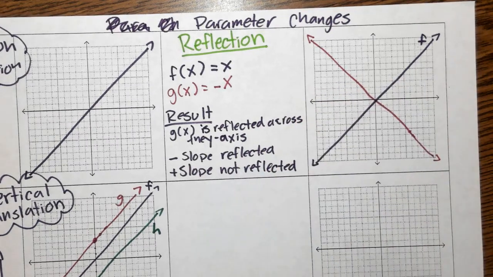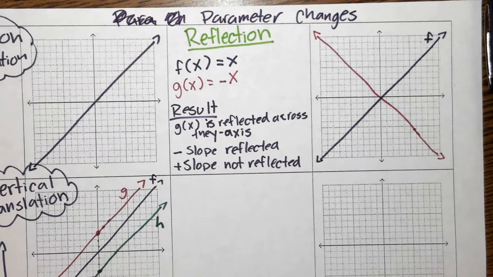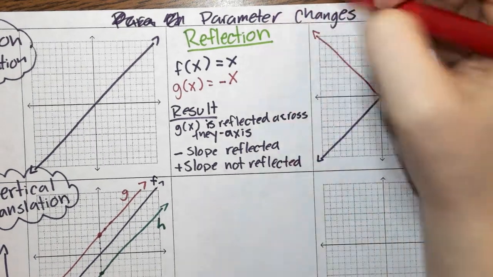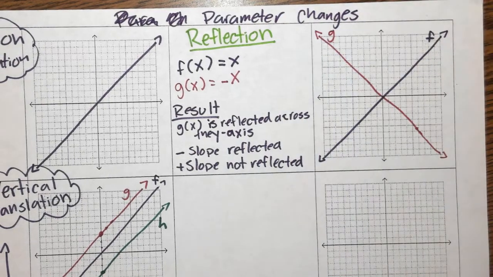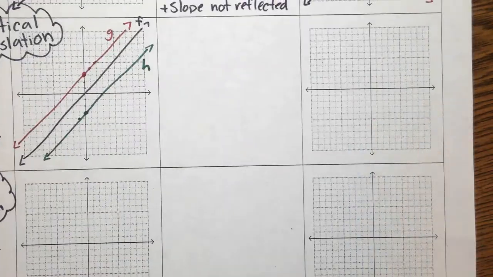That's it. It is not difficult. All you have to do is say, okay, it has a negative slope, it's being reflected. Or it has a positive slope, it is not being reflected. That's it. Oh, I should probably label that. So that's reflection. Easy peasy.